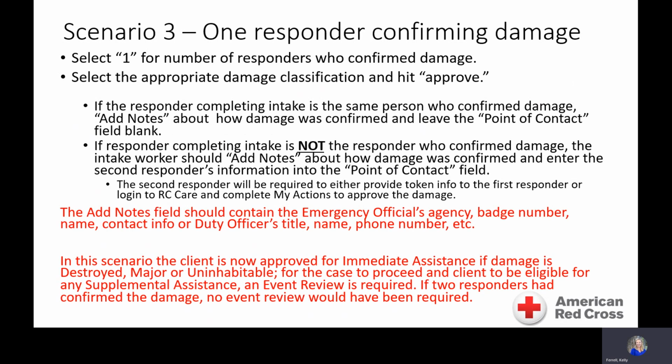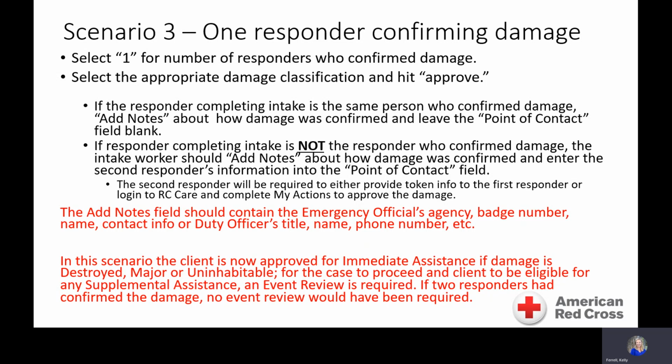And again, we'll walk through what this looks like on the intake process screens, but we would select 1 as the number of responders who confirm damage. We would select the appropriate damage classification and hit approve. And then if the responder who's completing intake is the same person who confirmed the damage, we would add notes about how the damage was confirmed and leave the point of contact field blank, because that's only if we had a second Red Cross responder.